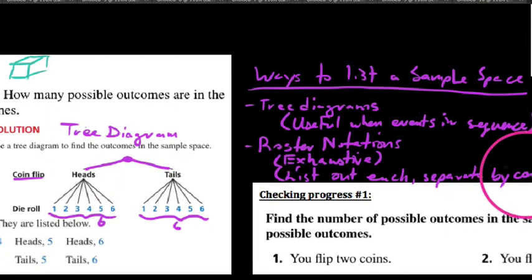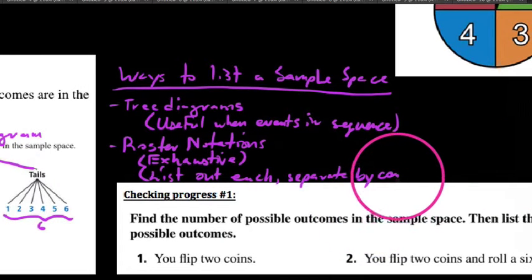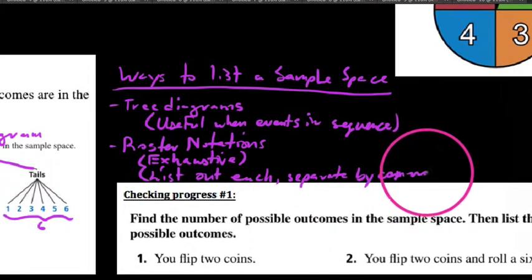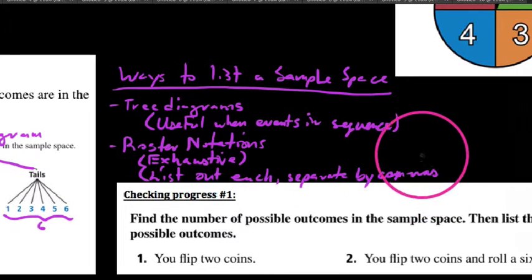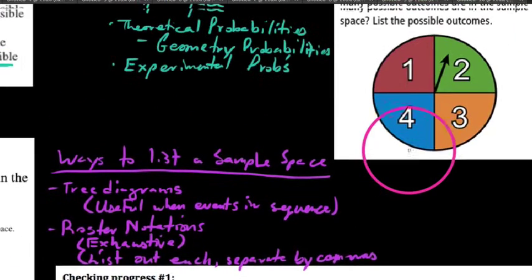So we're going to list things in roster notation from time to time. Let me scroll over here. We separate those by commas. Okay, commas. And so these ways of listing a sample space, I basically want to explore how we could do that here.